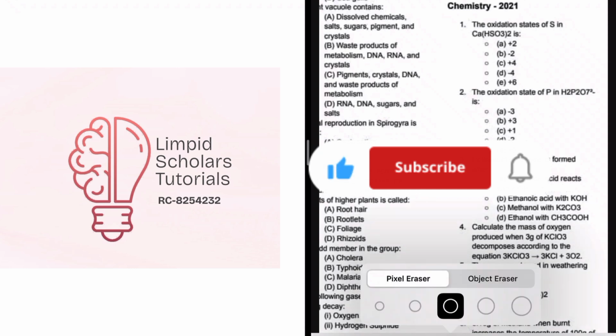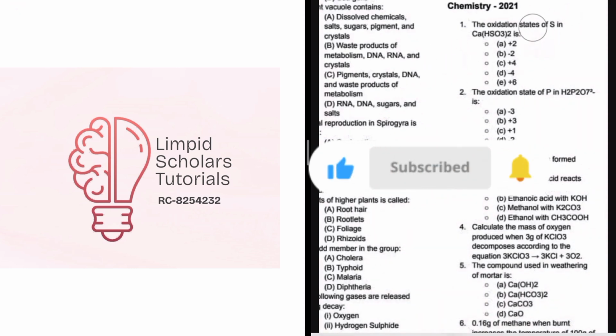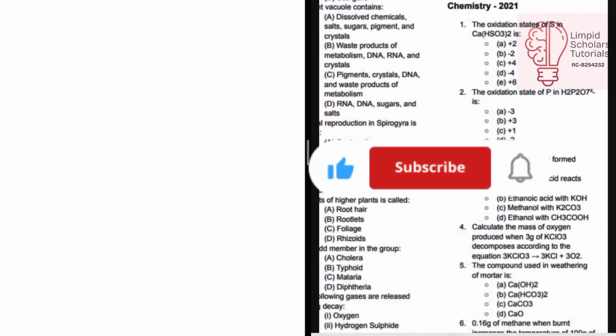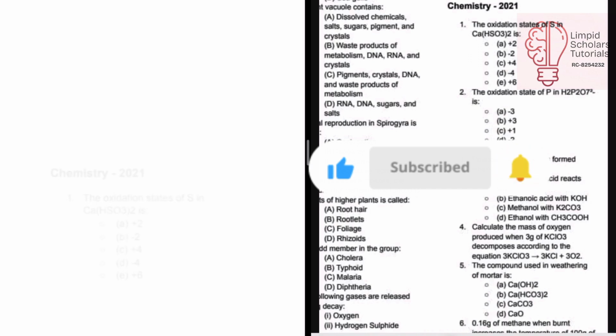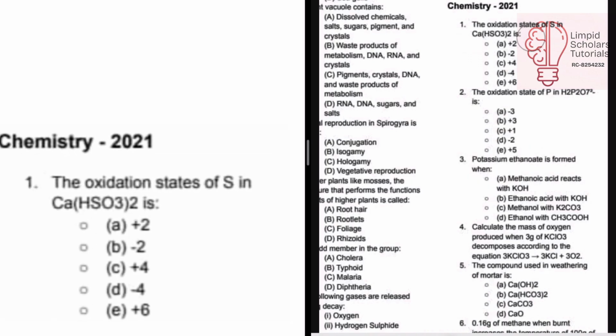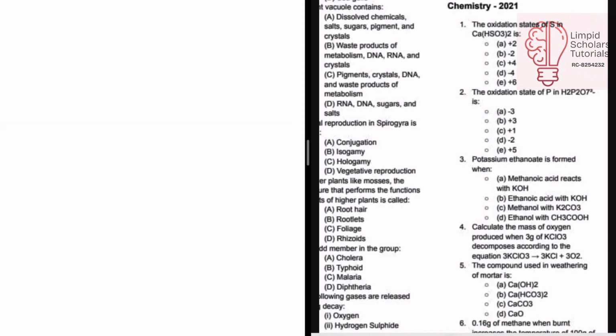We'll be solving Chemistry 2021 UI Post-UTME questions. So we're going over to number 1. The oxidation state of S in Ca(HSO3)2 is... So we'll be solving this.